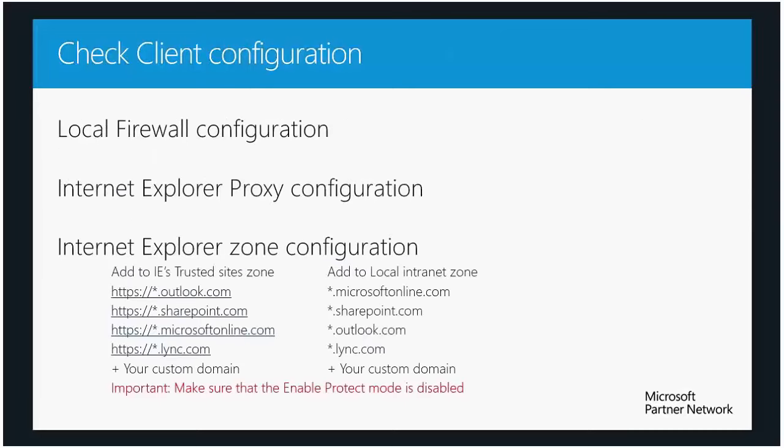Last but not least, we have the client configuration. We have the firewall in general that can block certain connections to the internet, but we also have the local firewall. We have to make sure that this is configured correctly. Of the Internet Explorer proxy, we will see how to check these settings in order to make sure that no proxy is listed there that might prohibit our connection. And last but not least, we have to configure the zone configuration and make sure that the Enable Protected Mode is disabled.